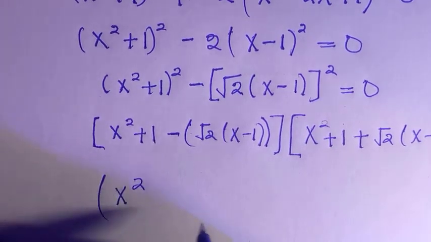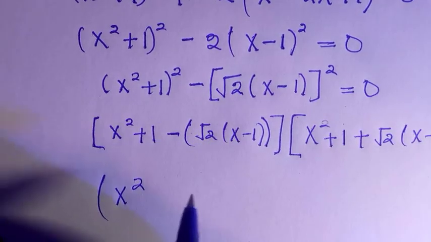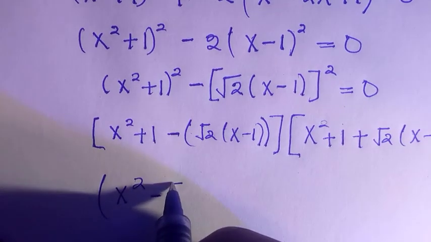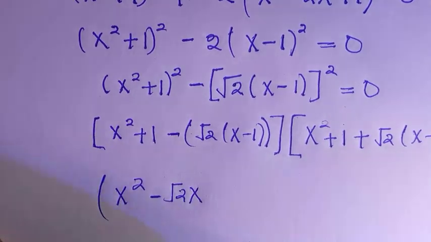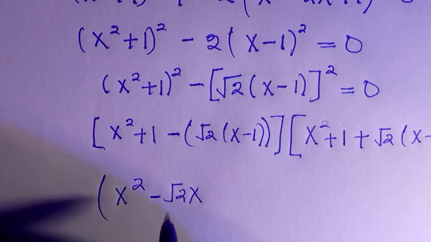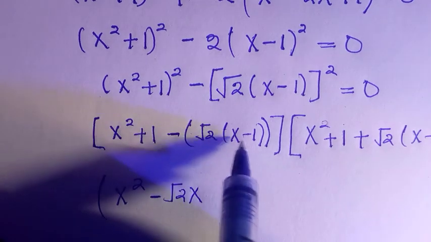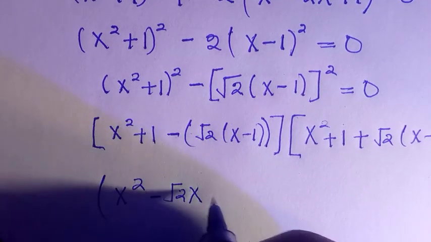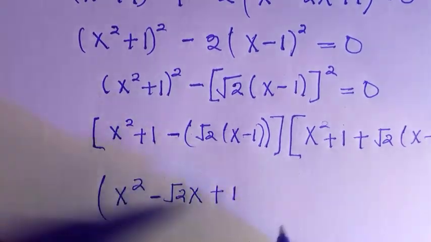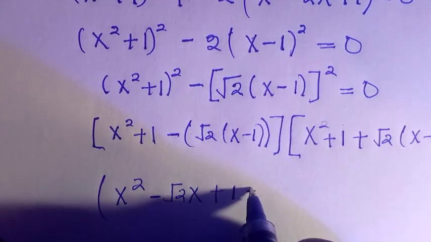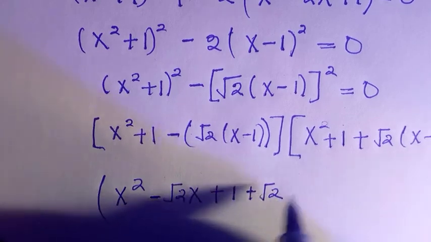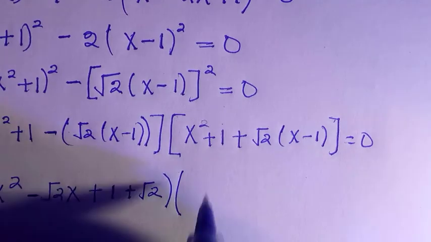Here becomes x squared. If we expand this root 2 with x, we are going to have minus root 2x. Why this one? We are going to have minus root 2 multiplied by minus 1, that is plus 1, right? Then plus this one, we have 1 plus root 2, and we bracket this. We create another bracket again for the second bracket.